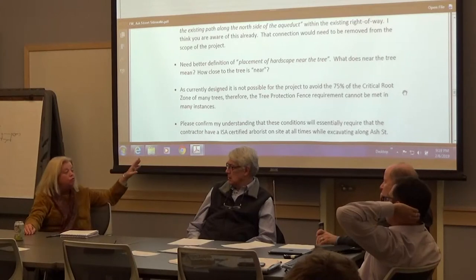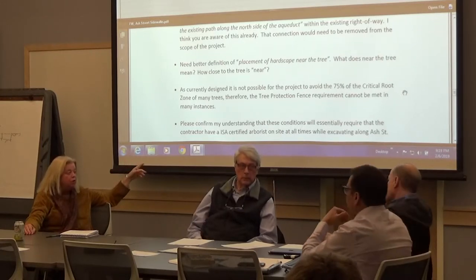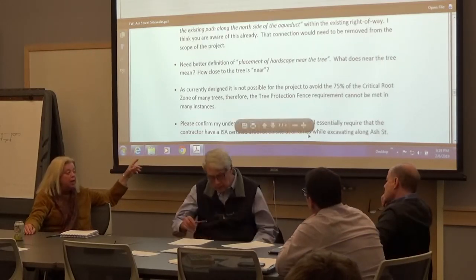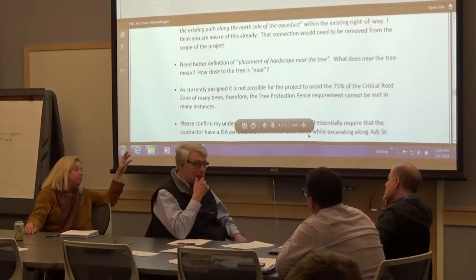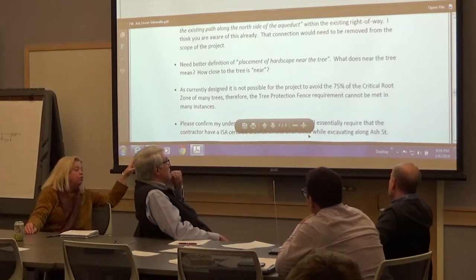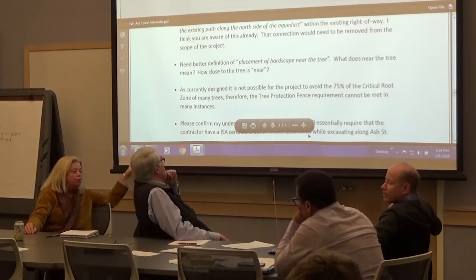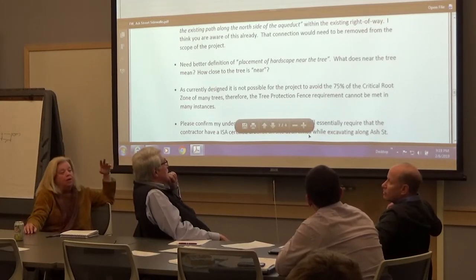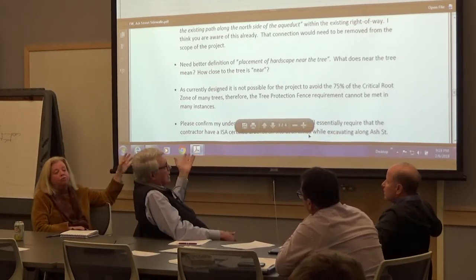Right. So my question to them, given this email, is: are any of the trees in the right-of-way not going to comply with the requirements of the planning board, the 75%, the fence and all the root digging? Tell us. We just need clarification. By putting us on this thread, we're nervous.